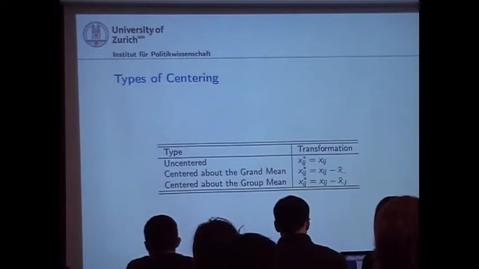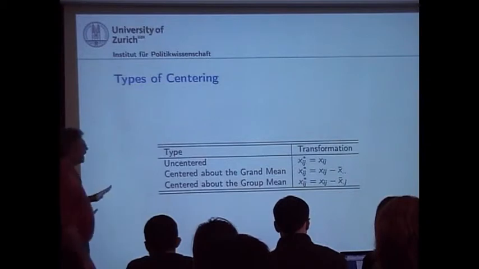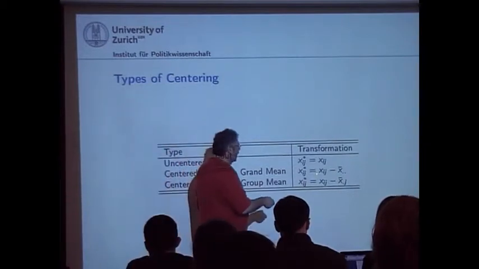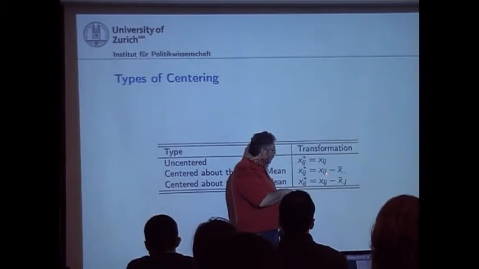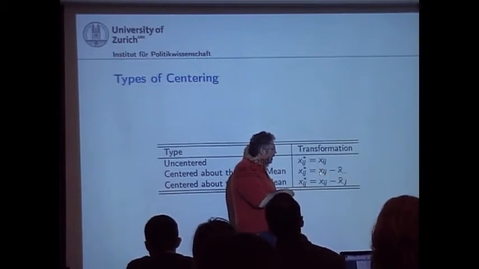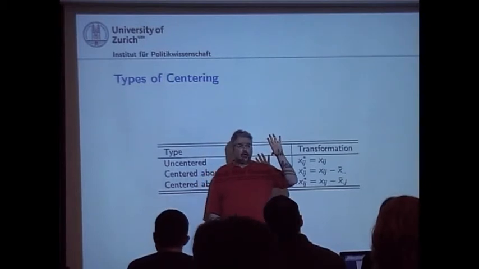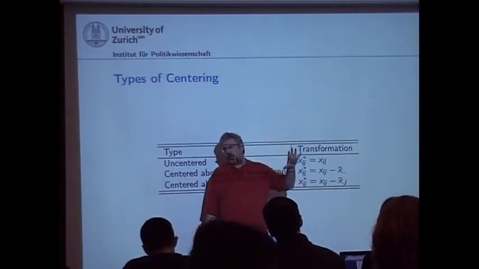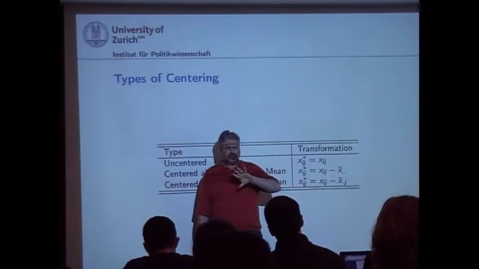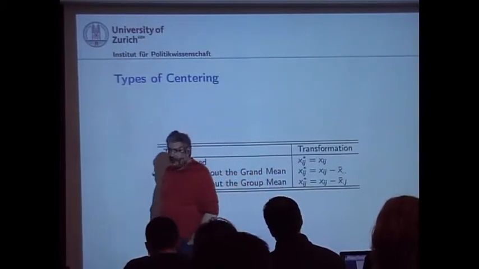So what you're doing is you say, okay, where does some unit i in context A with value x stand relative to the mean of the predictor across all individuals in all contexts? That's one way to do it.